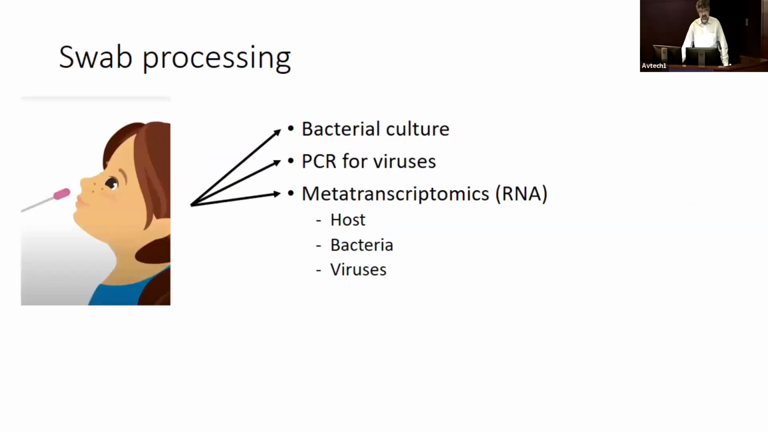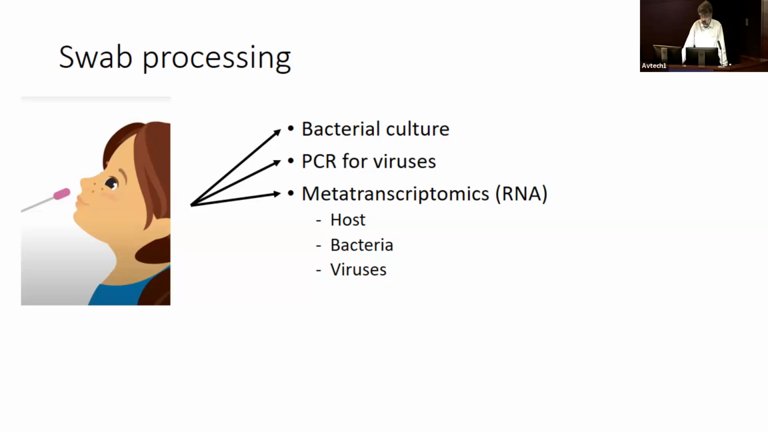Another aspect of this study was how we process the swabs. Dr. Williams in infectious disease actually helped us develop this protocol, which was sort of unique at the time, where we used one nasopharyngeal swab, but we did 3 tests from it. And we sent, as we discussed, the swabs for culture to the micro lab downstairs. We also did PCR for viruses. And we also sent the swab for metatranscriptomics. So we looked at the total RNA on the swab.